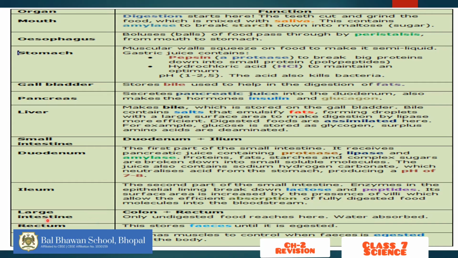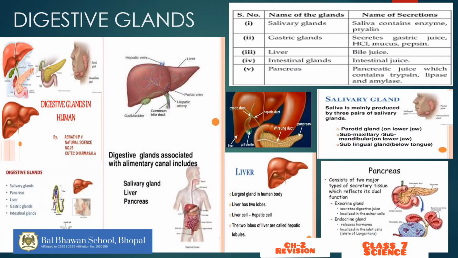Coming to the next, that is the large intestine, which has parts like the colon and rectum. Only undigested food reaches here. Water is absorbed. Coming to the rectum, the rectum stores feces until it is egested. Coming to the anus, this has the muscle to control when feces is egested from the body. That is, the feces is removed from the body through this opening called the anus.